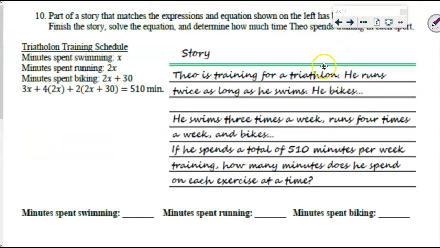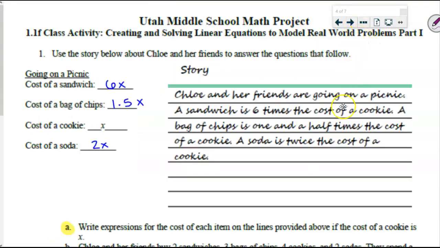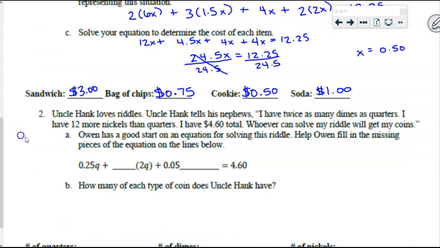Okay, we're back to 1.1F. I should have deleted those slides. 1.1F, that's where we're going to pick up. Make sure you have that out.